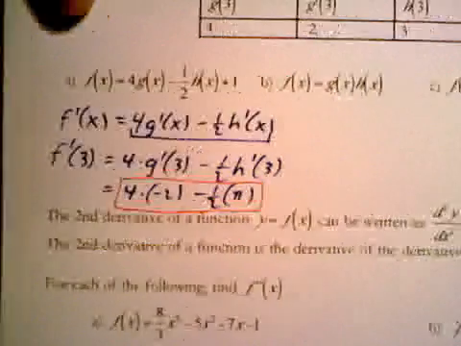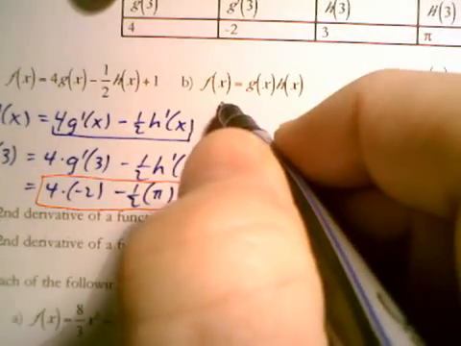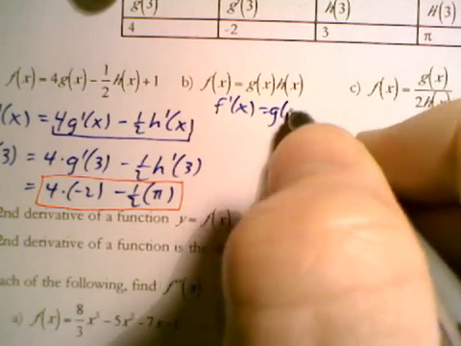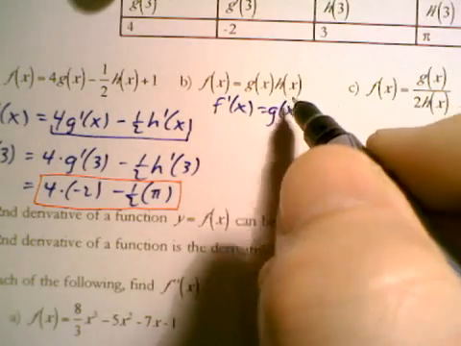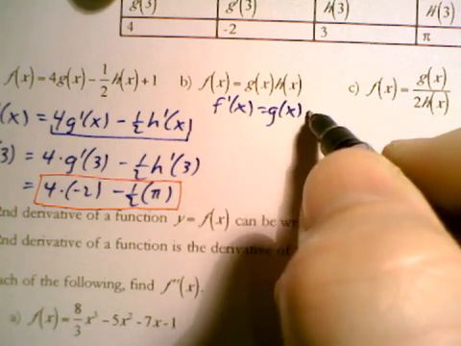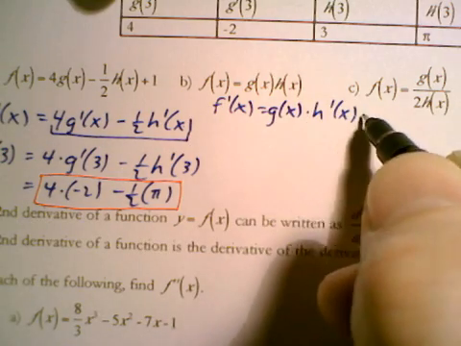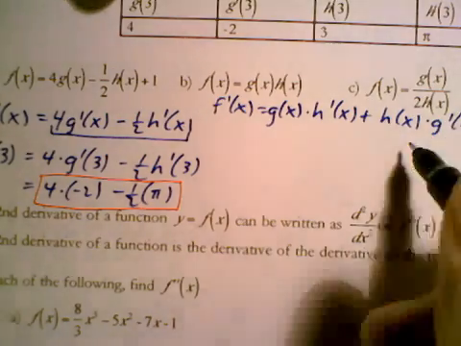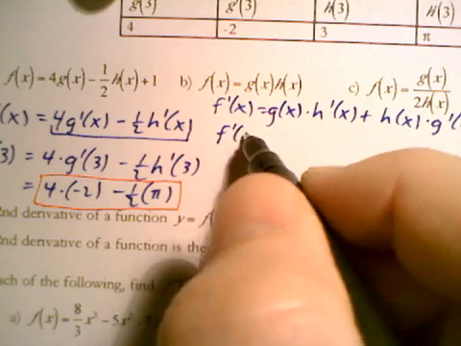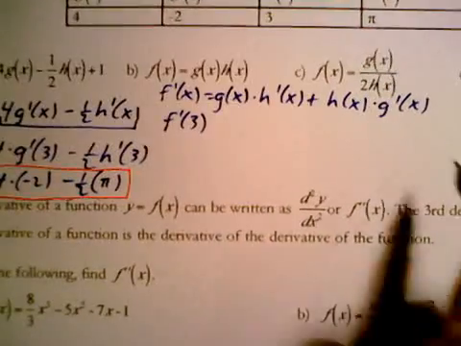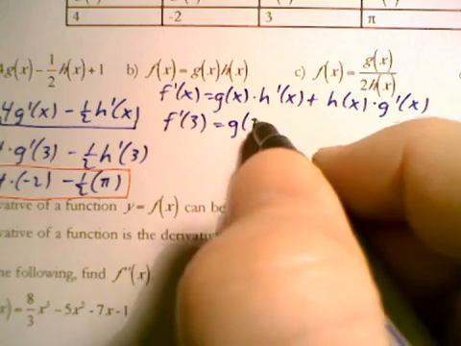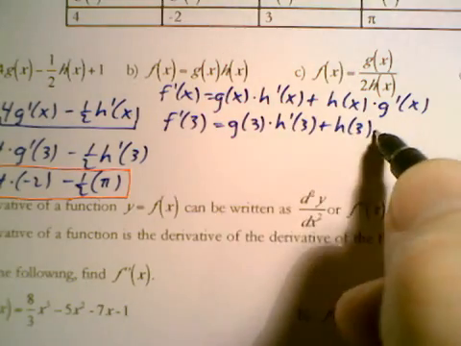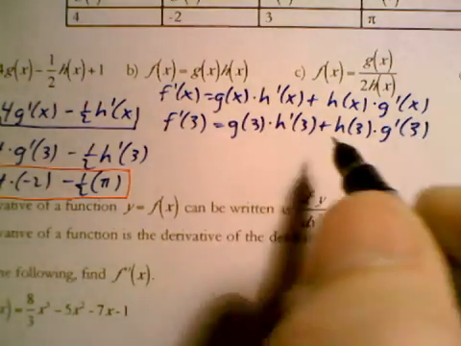Okay, and then problem B, we have f prime of x equals, here we have the product of 2 functions. Therefore we say the product of 2 functions, the derivative of that would be the first times the derivative of the second, plus the second times the derivative of the first. Okay, so there's the product rule. And therefore f prime at 3 is equal to g of 3 times h prime of 3 plus h of 3 times g prime at 3.